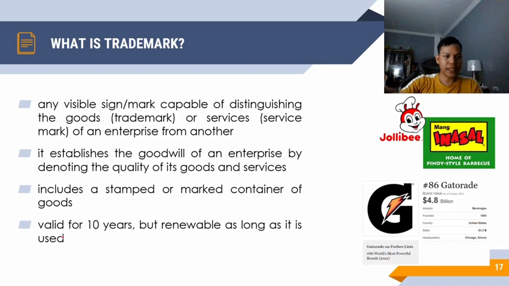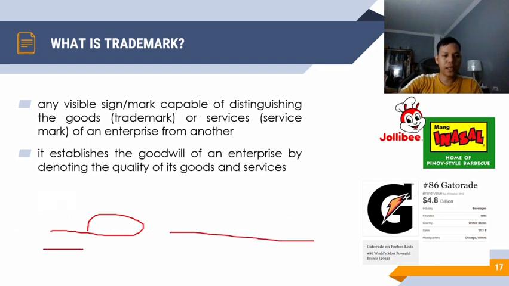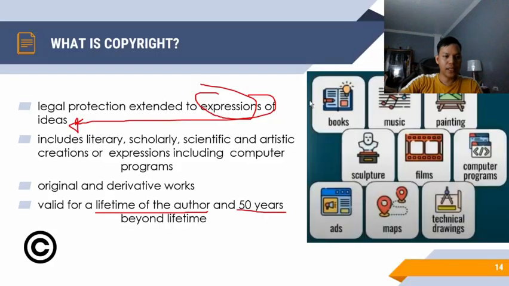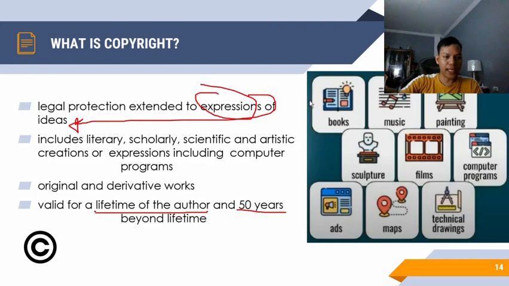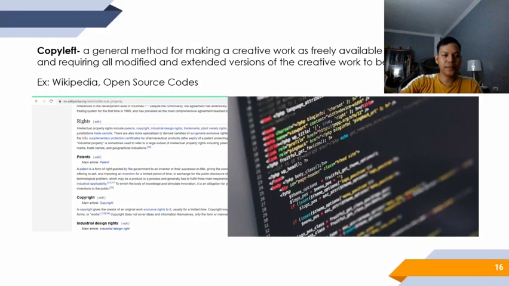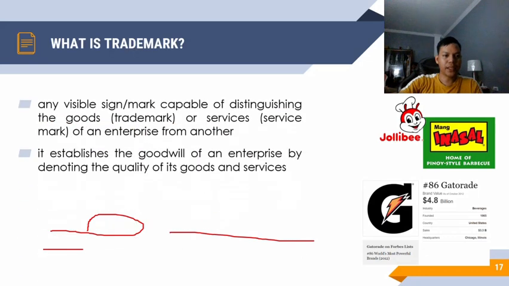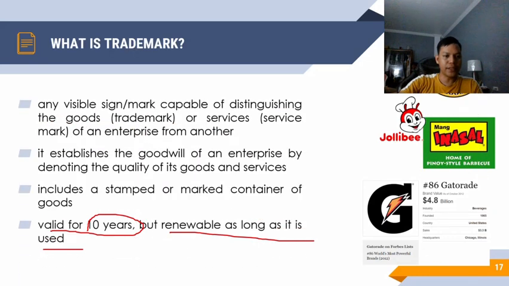Again, for the trademark, it is valid only for 10 years, but it is renewable as long as it is used. But in the copyright, as we have discussed a while ago, it is valid for the lifetime of the author, and also 50 years beyond the lifetime. Okay, but for the trademark, it is valid for 10 years, but renewable as long as it is used.